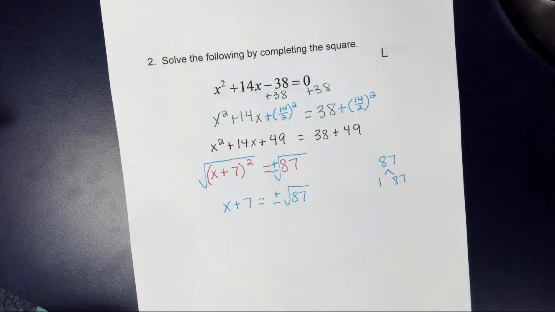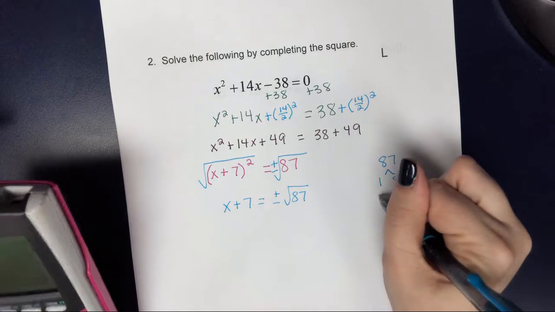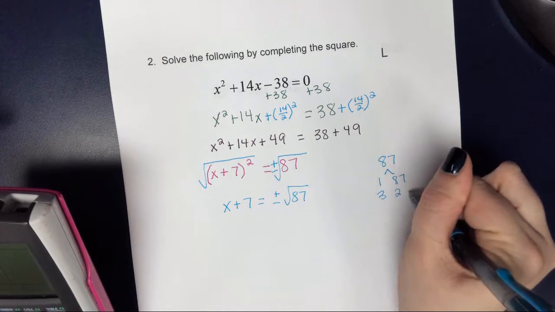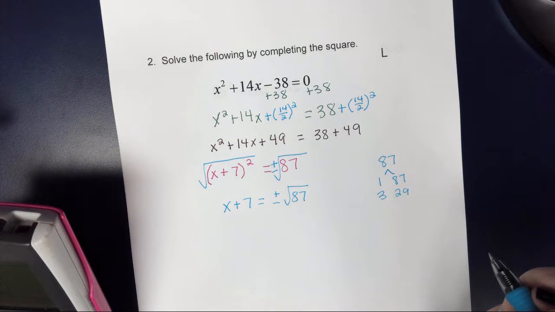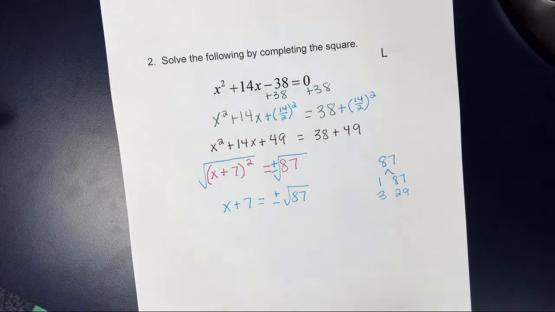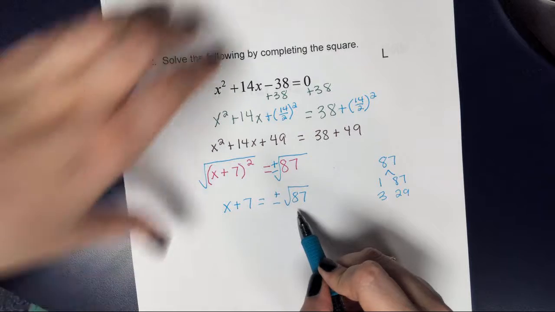Go to your calculator, find your factors of 87. So go do that for me. You've got 3 and 29. And then from there, that's it. None of those are perfect squares, so we're going to leave this like it is.